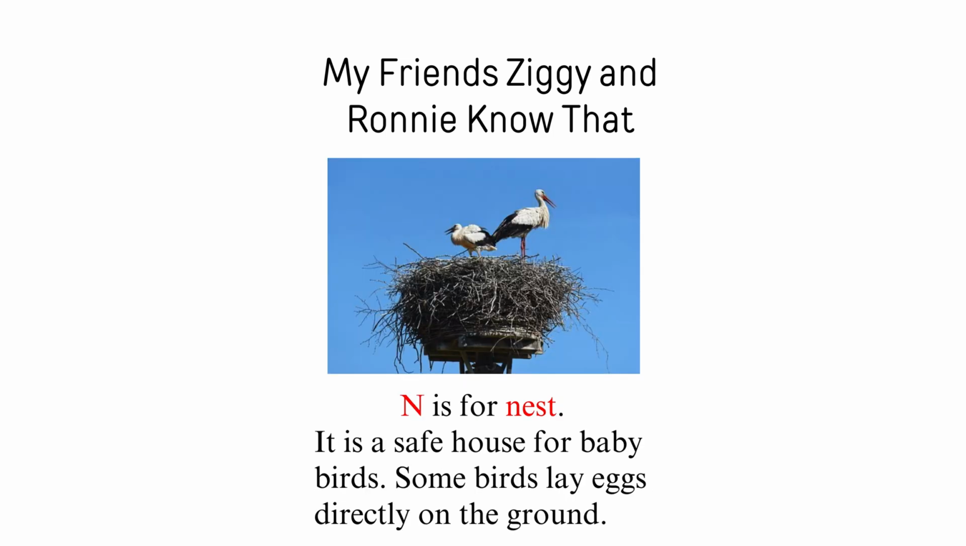My friends Ziggy and Ronnie know that N is for nest. It is a safe house for baby birds. Some birds lay eggs directly on the ground. What are 3 types of nests found in the area where you live?